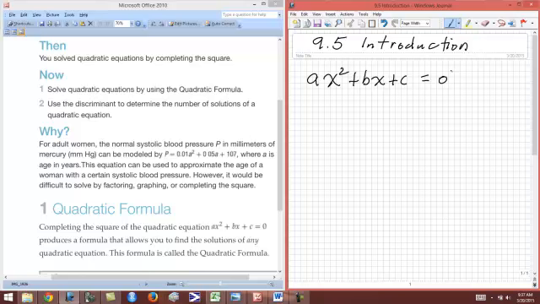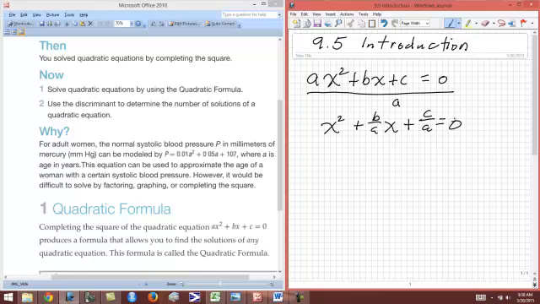Now what we're going to do is take ax squared plus bx plus c and solve this for x. We're going to do it by completing the square. So first thing we'll do is divide through everything by a. That leaves us x squared plus b over ax plus c over a equals 0.